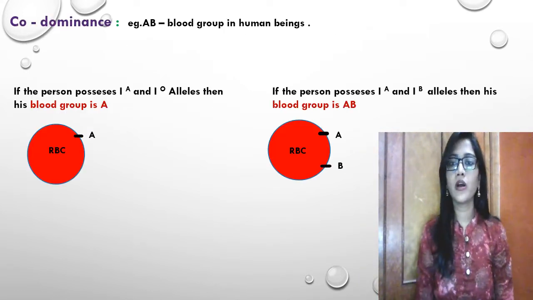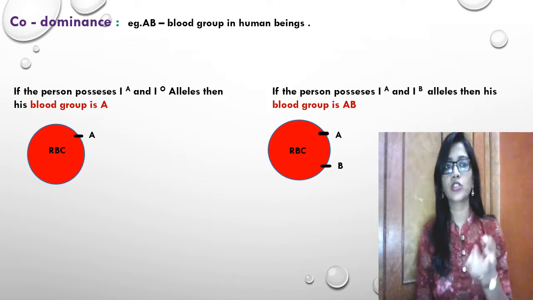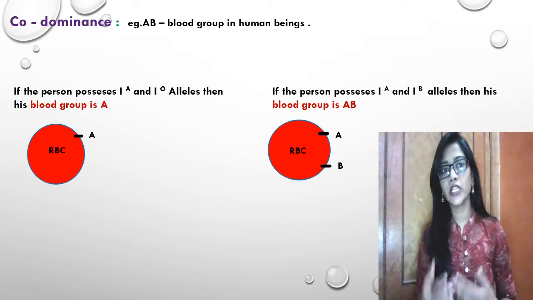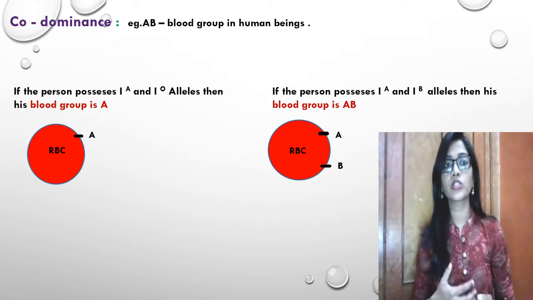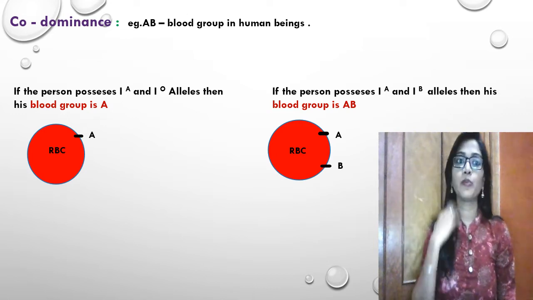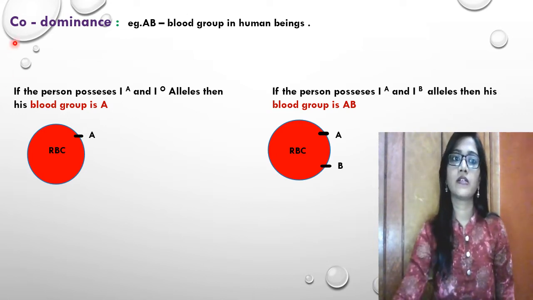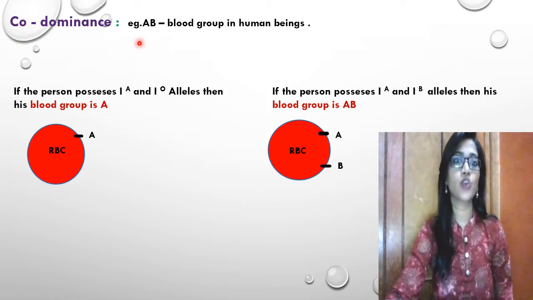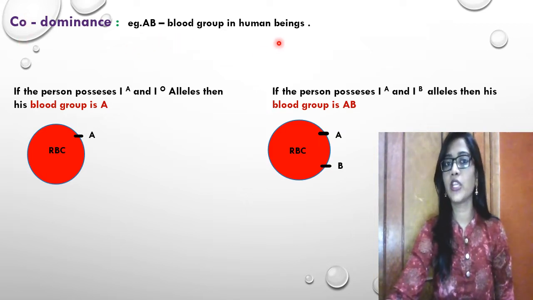So if you remember, in the earlier session we talked about codominance in detail. In codominance, we studied one example, that is coat color in cattle. Another very important example that again comes under this codominance concept is AB blood group in human beings.